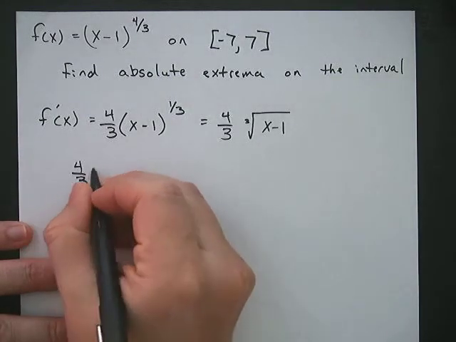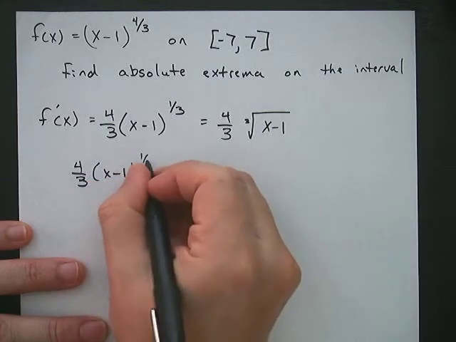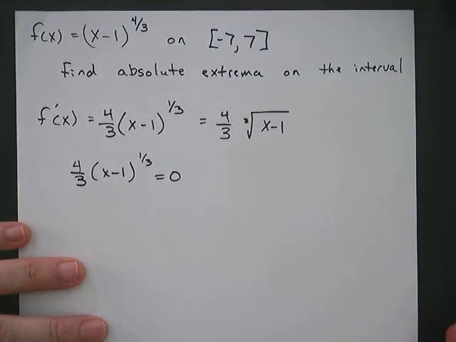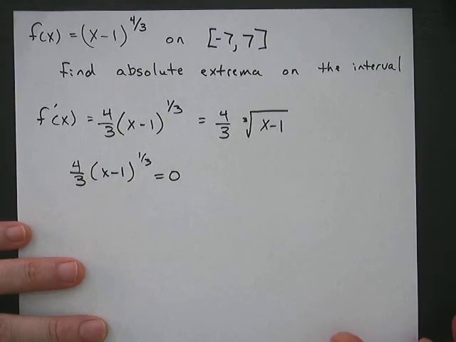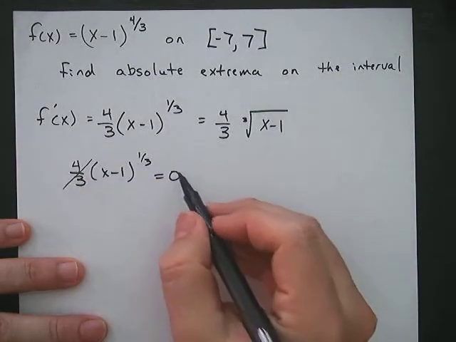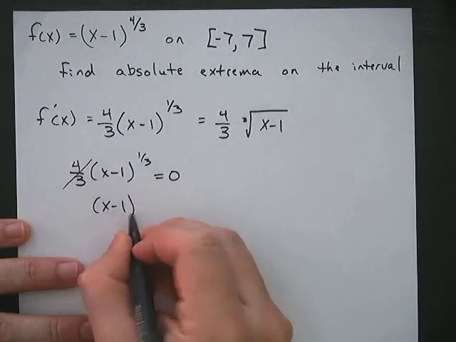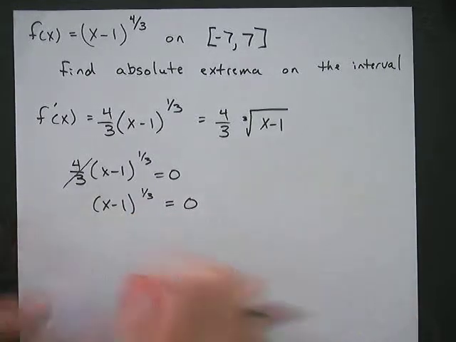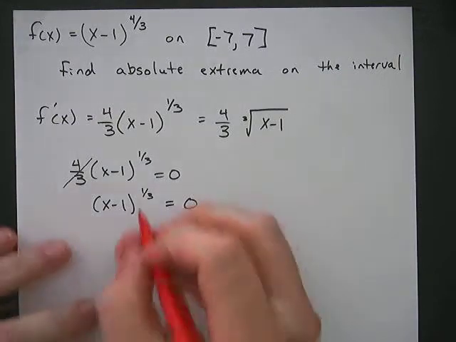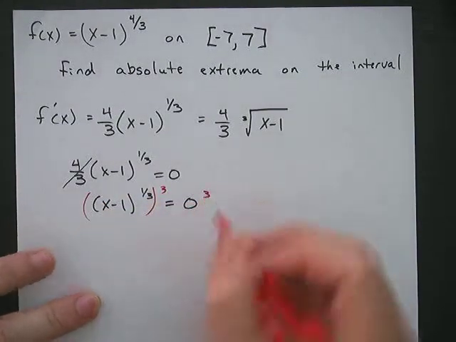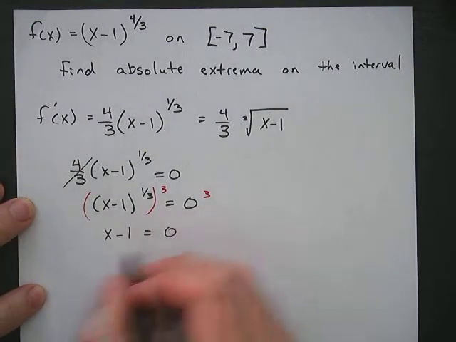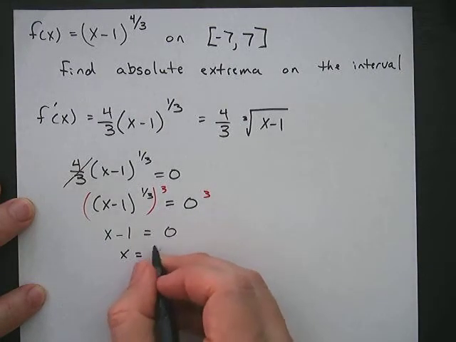So say we have 4/3 times (x minus 1) to the 1/3 equals 0. Okay, if we multiply both sides by 3/4 or divide by 4/3, however you want to do that, it's going to go away. So you get (x minus 1) to the 1/3 is equal to 0. If we raise both sides to the third power to get rid of the 1/3 power, you're still going to be equal to 0. So you get x minus 1 equals 0, which gives you finally an answer of x is equal to 1.